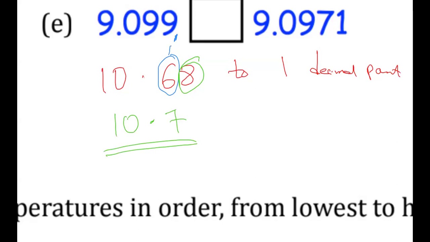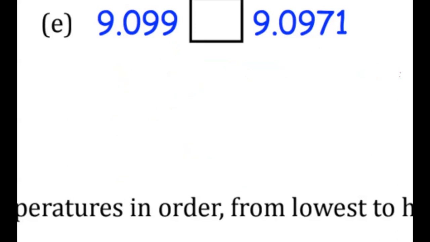But if it's like this, 10.64. Can you see? 10.64. The 4 is less than 5. So it's going to be 10.6. That's it. So I will ask you to have a go on this one. Round it to the nearest decimal.